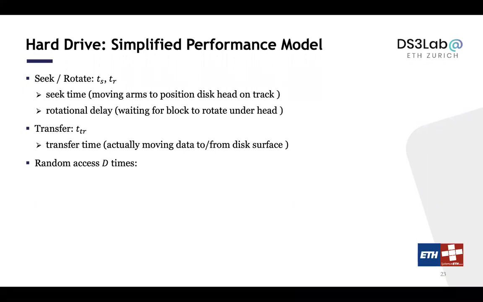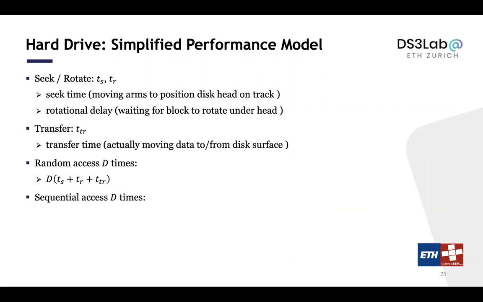So if you want to do D random accesses, what is the time? Essentially, for each access, because they are random, I don't know where they are. So for each one of them, I need to pay 1 unit of seek time, 1 unit of rotation time, and then 1 unit of transfer time. That's what happens in random access.